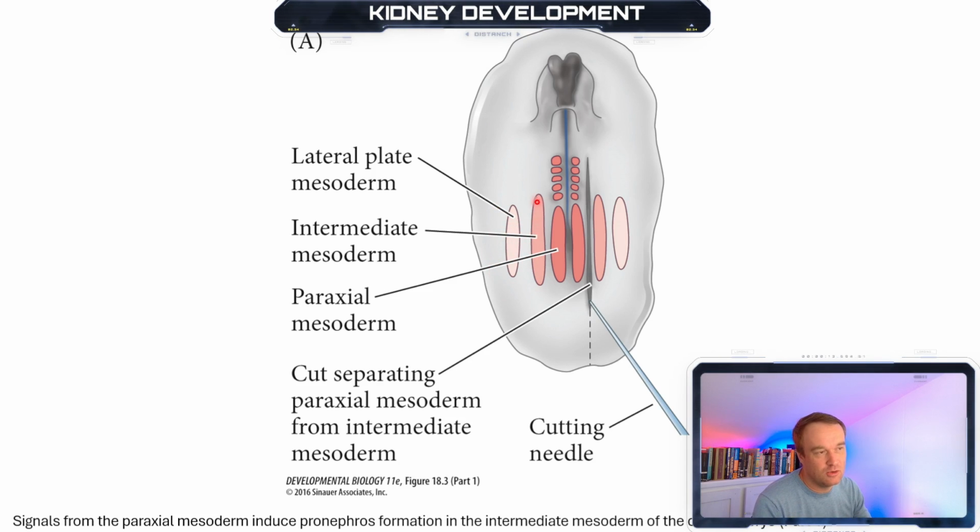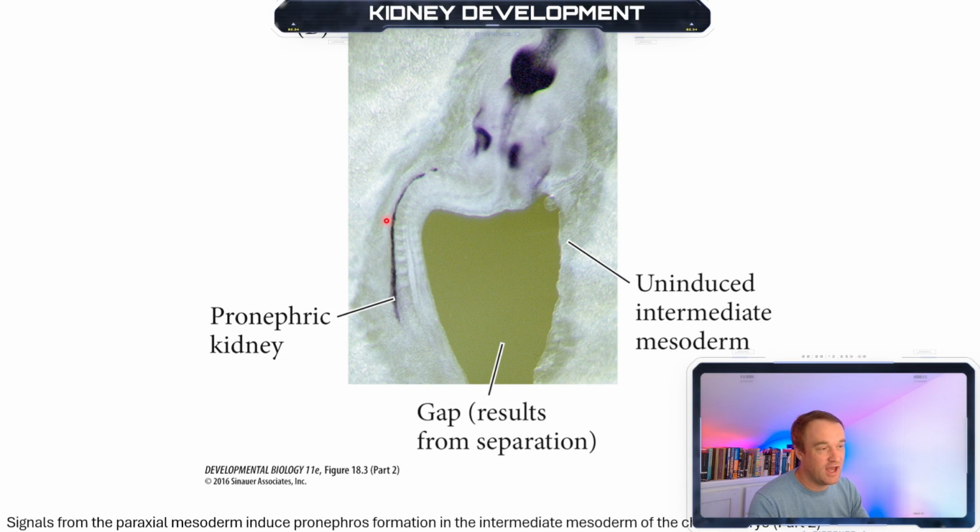Anyways, so the intermediate mesoderm here is getting communication from the paraxial mesoderm. So in this experiment, they just took a needle and cut in between the two tissues to separate them and see if we'd still get this kidney induction or kidney development to occur. They didn't give me a date of how long this was after severing or cutting in between. So it results in this gap.